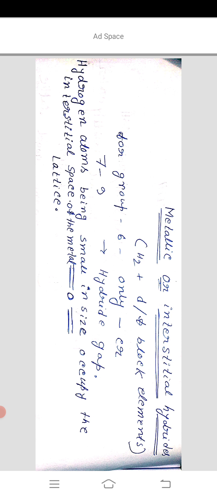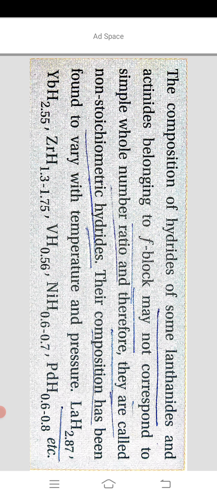Now, see that the composition of interstitial or metallic hydrides of some lanthanides and actinides belonging to f block may not correspond to a simple whole number ratio, and therefore they are called non-stoichiometric hydrides. For this, they are known as non-stoichiometric hydrides.